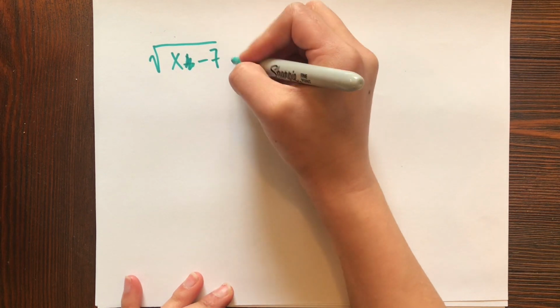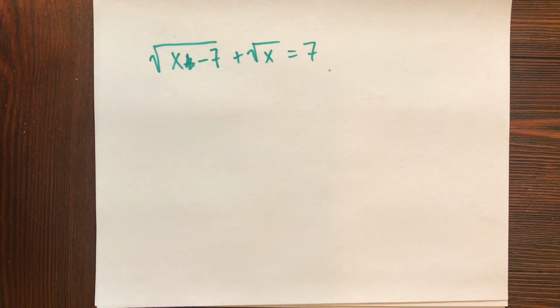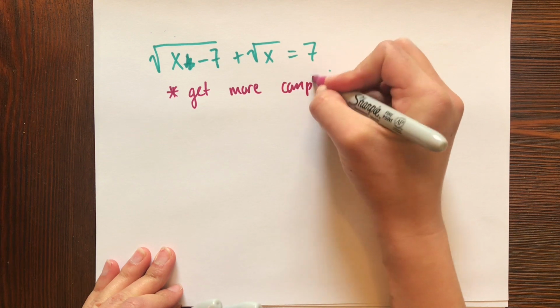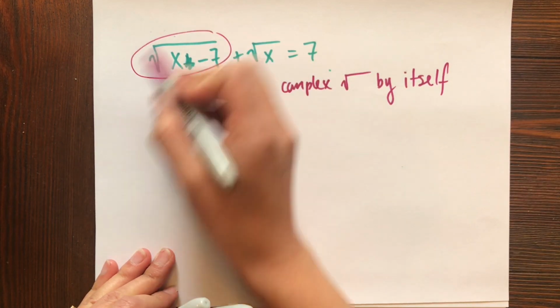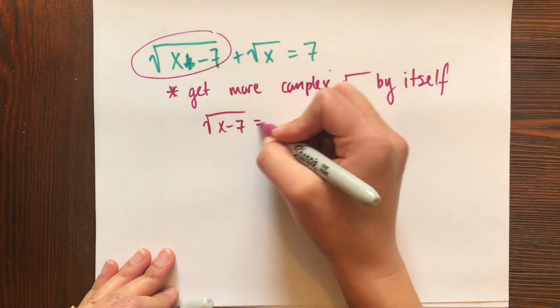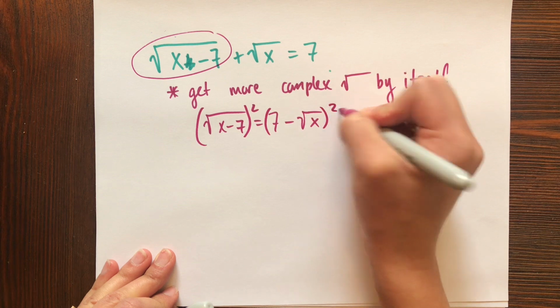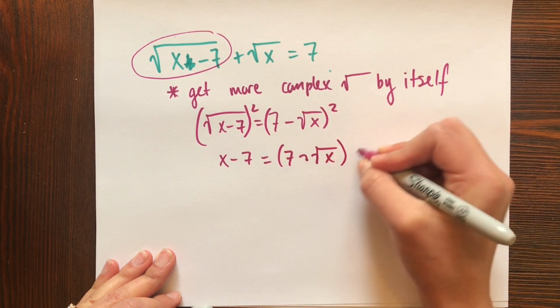Next example. Now I'm going to have an even more complicated little situation here. I have the square root of x minus 7, and then I'm adding the square root of x. So I have 2 square roots, right? How do I solve this? Well, first of all, your strategy is to get the more complicated square root by itself. So get the square root of x minus 7 by itself first, and then get all the other stuff on the other side. And then we're going to square both sides just like we normally do.